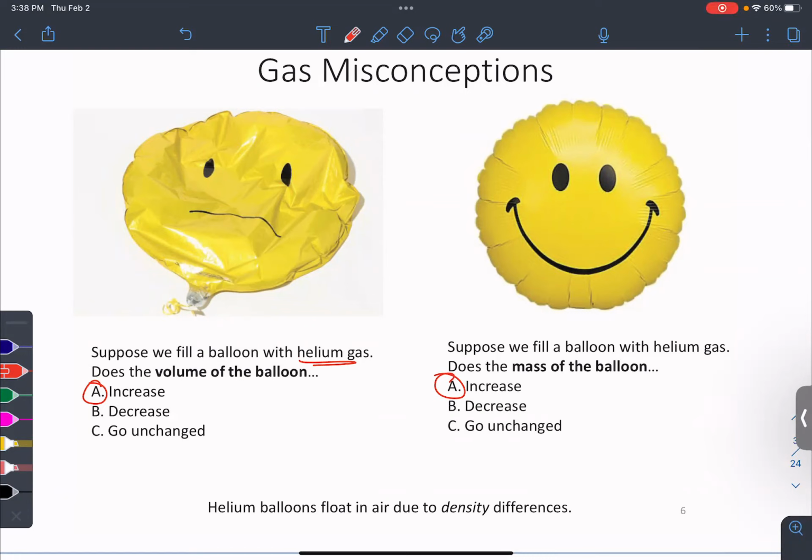Yes, I know helium balloons float, but it's not because they weigh a negative amount. It's because they're less dense than air. It's the density difference that makes it float. But the mass of the balloon does increase because you're adding helium particles into it. Whether it was the air in my lungs, nitrogen gas, or CO2 gas, it would still weigh something. And helium just so happens to float.